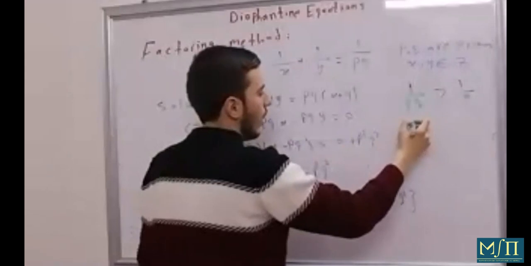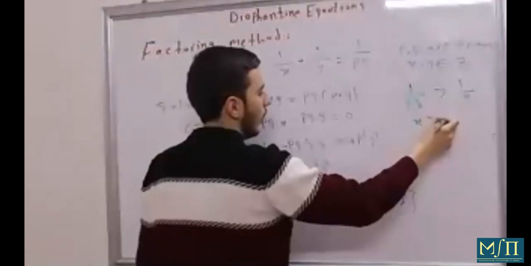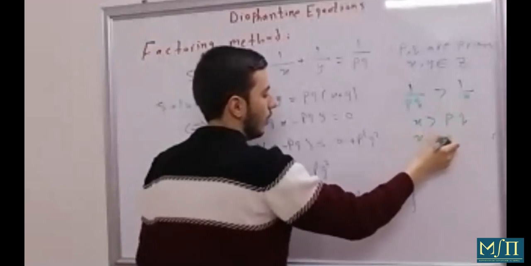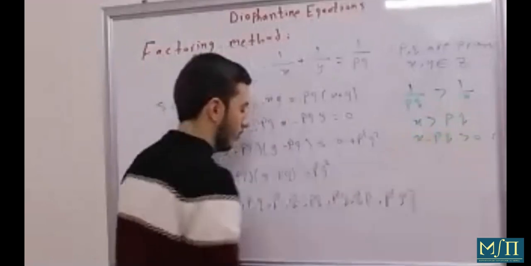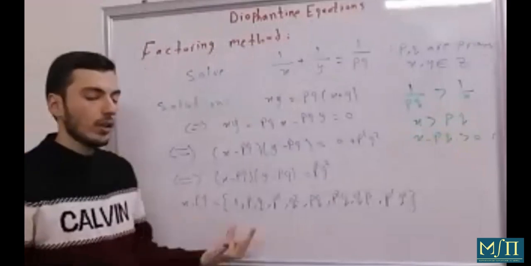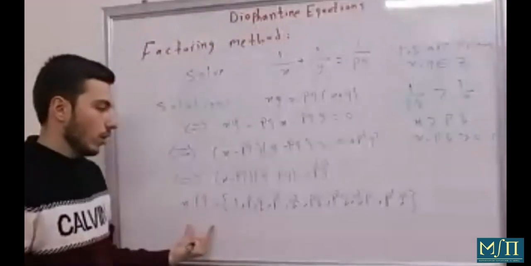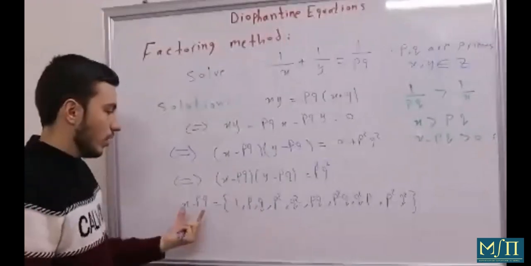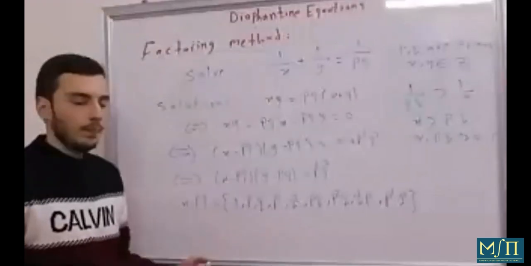So we should have x greater than pq, which means that x minus pq is greater than 0. So we don't need to discuss the negative divisors. So we just discuss these and get the solution. Okay.